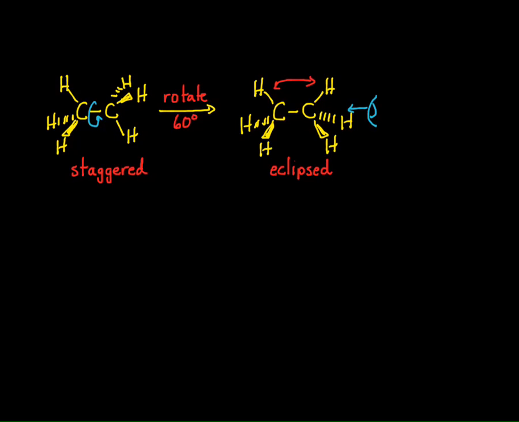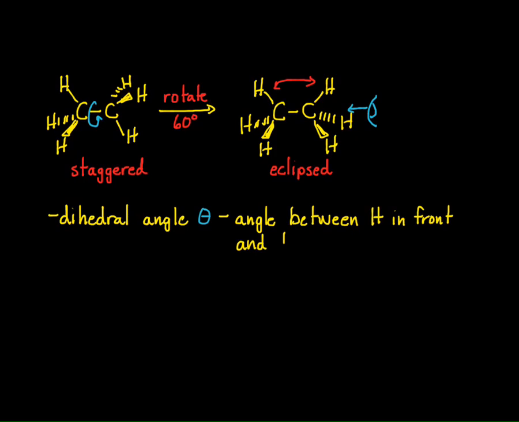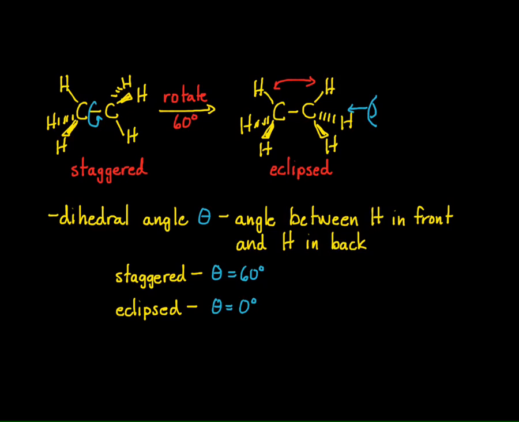Now, the angle between the hydrogens is what we call the dihedral angle, and we label that theta. So theta is an angle between the hydrogen in front and the hydrogen in back. And when we have a staggered conformation, theta is 60 degrees. And so what that means is the hydrogen in front is 60 degrees from the hydrogen in back. And when we have an eclipsed conformation, then theta is 0 degrees, right? Because they are eclipsing one another.